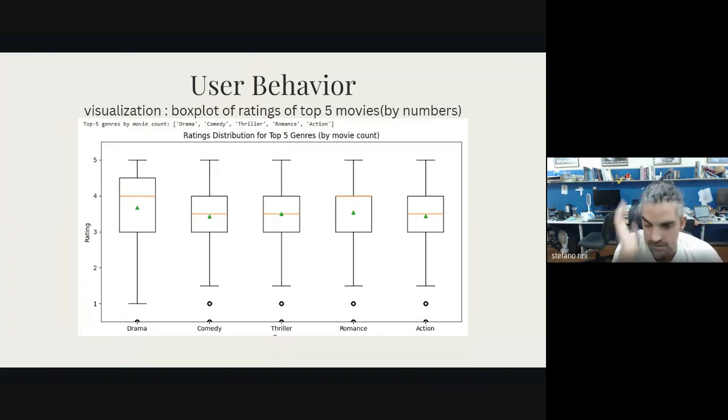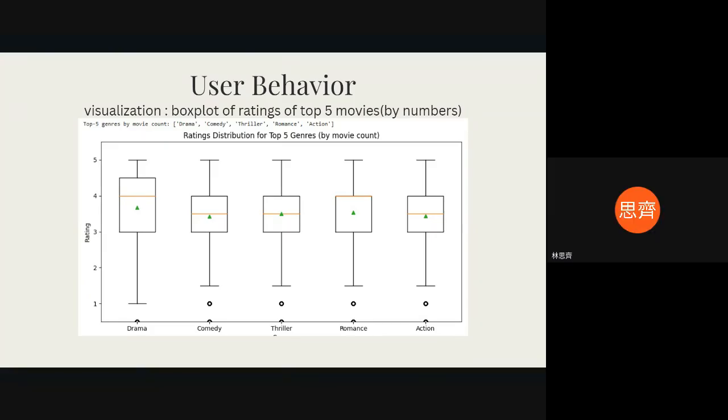So why is it good that it's symmetric? I think if the median is higher than the mean, this means that more users rated higher on this genre. So if they're really close, it's just an average rating, not many people really like or dislike this genre, I think.